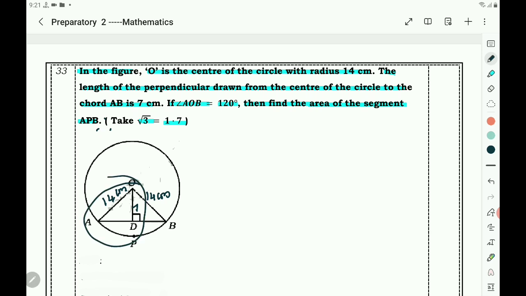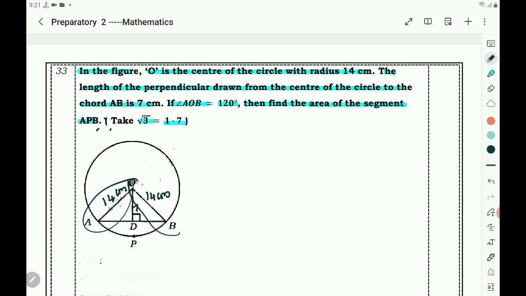Triangle OAD is a right angle triangle. OA is the hypotenuse and OD is given. AD is to be found out. You can use the Pythagoras theorem: AD square plus OD square equals OA square. Then you will get AD. Or otherwise, this whole angle is 120 degrees, and the perpendicular drawn from the vertex to the base bisects the base in the isosceles triangle.